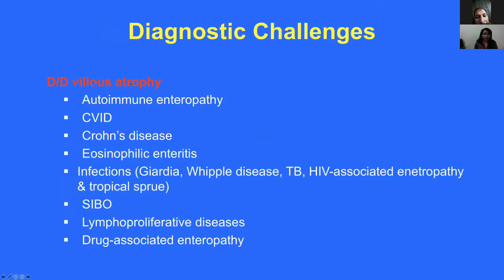Patients who have villus atrophy, although the most common cause is celiac disease, we have a number of causes of villus atrophy. They can be autoimmune enteropathy, common variable immunodeficiency, Crohn's disease, eosinophilic enteritis, different infections like giardia, Whipple's disease, tuberculosis, HIV enteropathy, tropical sprue, small intestinal bacterial overgrowth, different lymphoproliferative diseases, and a group of drugs which can cause villus atrophy. So just by looking at villus atrophy, we cannot diagnose celiac disease. That's why we need a combination of serology, histology, and if required, HLA testing.